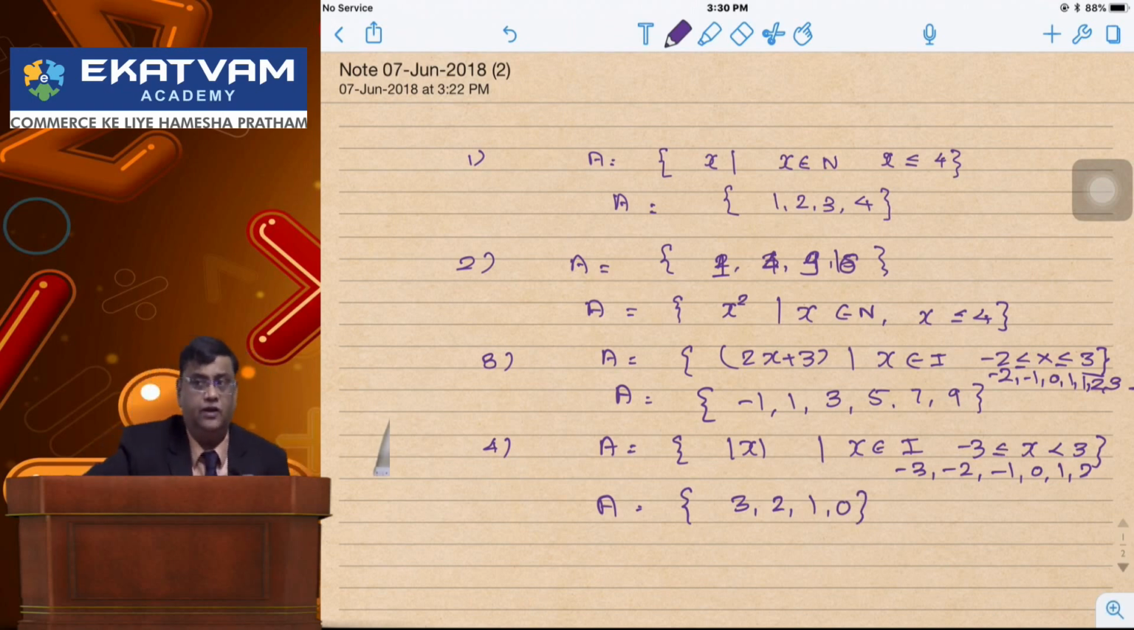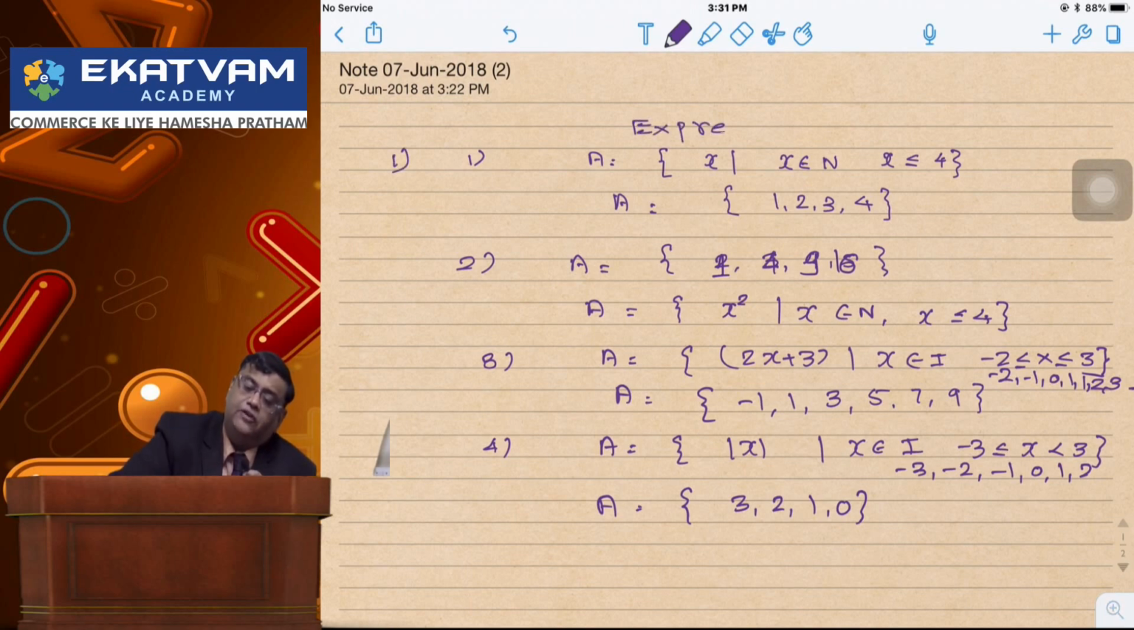So the first variety of question is to express the set by formula or express the set by listing it, and then that has to be converted from one form to the other. And that is going to be the first point, and that first point is related to expression of the set.